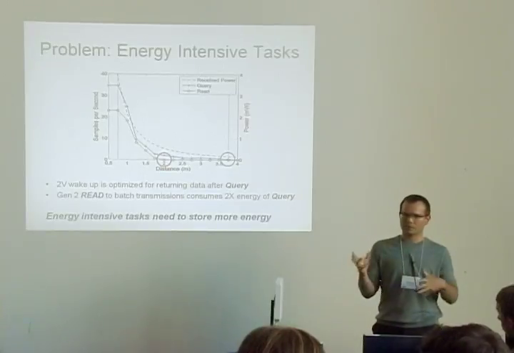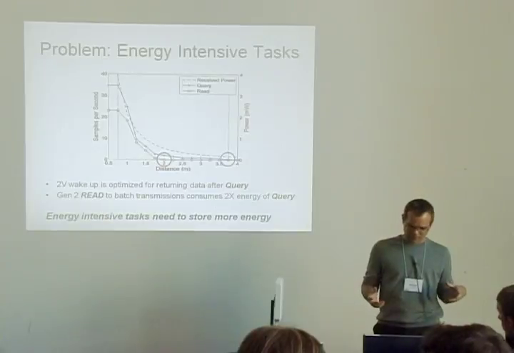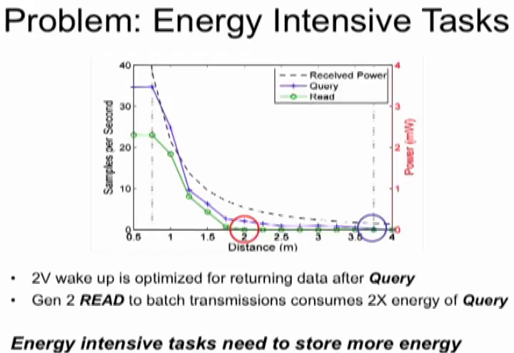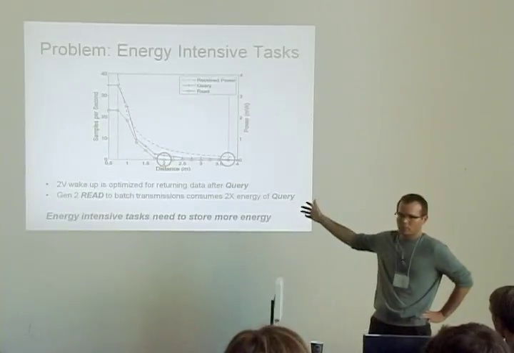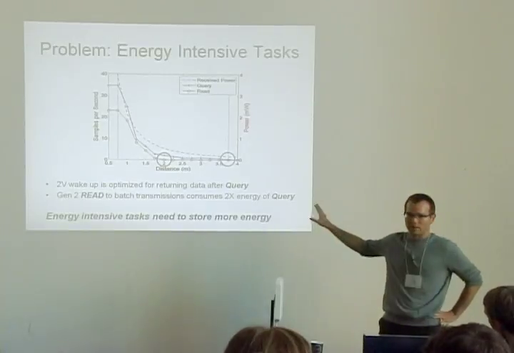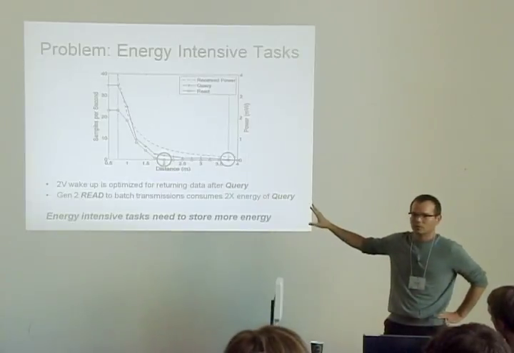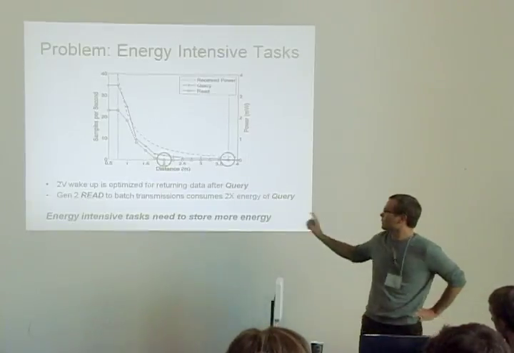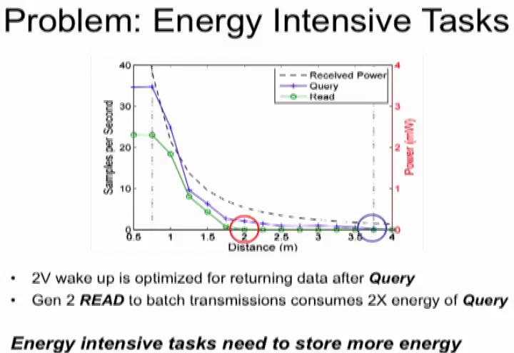But it doesn't really work for general purpose tasks. Let's just go to the graph. The dashed line shows the receive power according to the Friis equation. You can see that it drops off exponentially with distance. It also shows the samples per second for the query command and the read command. The query command can function all the way out to 3.75 meters, which is great. That's what the 2-volt wake-up threshold was for. But the read command stops working at only 2 meters.